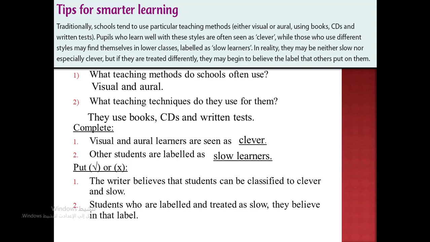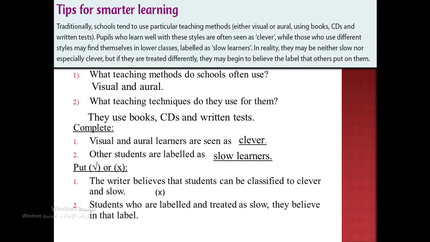Put true or false. The writer believes that students can be classified to clever and slow. Of course, according to the text, according to this paragraph, the writer doesn't believe in this. He feels that it's incorrect to name other students as slow.